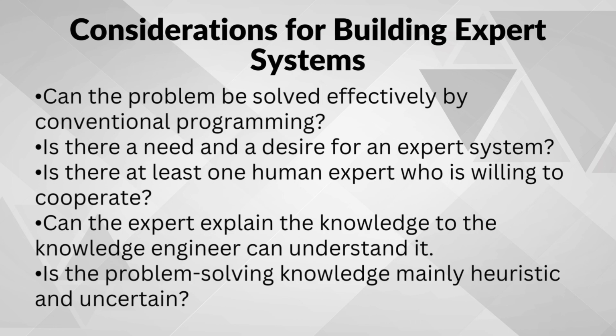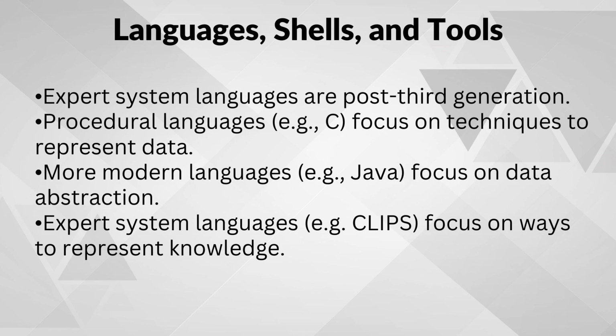Now, languages, shells and tools. Expert systems are post third generation. Procedural languages, for example C, focus on techniques to represent data. More modern languages such as Java focus on data abstraction. Expert system languages, for example CLIPS, focus on ways to represent knowledge.